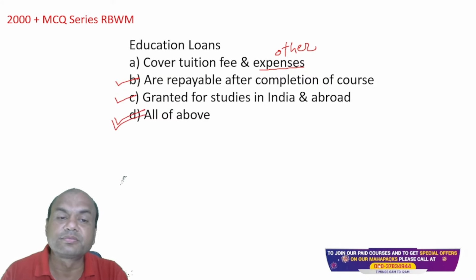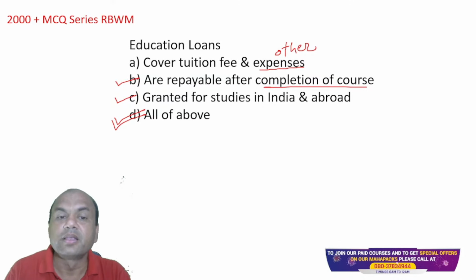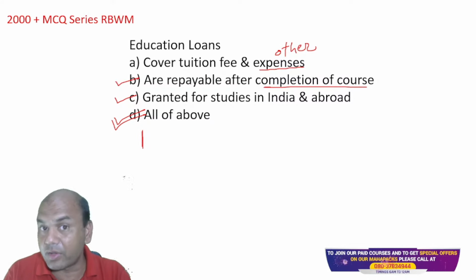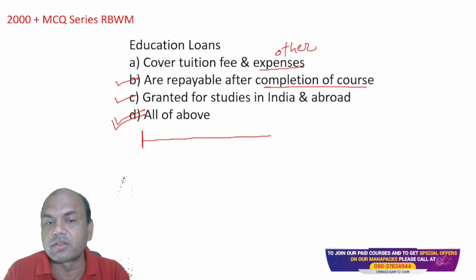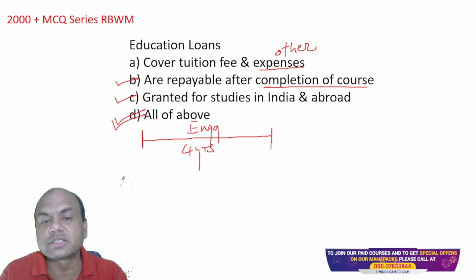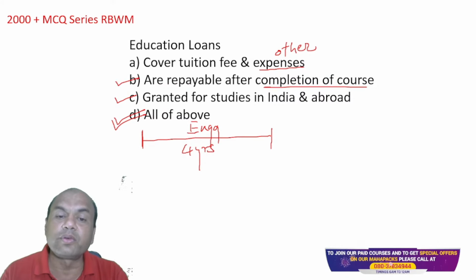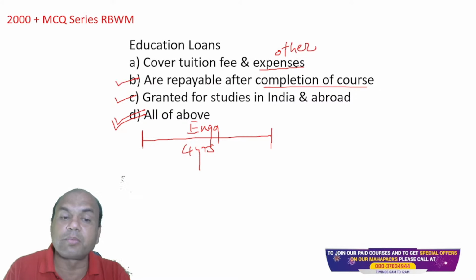It is D. Repayable after completion of the course means what? See here, how is an education loan given? Suppose I give that education loan today. So this guy or girl, it's not gender biased, will be requiring at least, let's say that person is doing engineering, around 4 years. So 4 years gone over here. Up to 4 years, this student won't be able to pay any interest or any EMI on this. This is known as the moratorium period. In this moratorium period, the student is allowed not to pay any interest or principal.